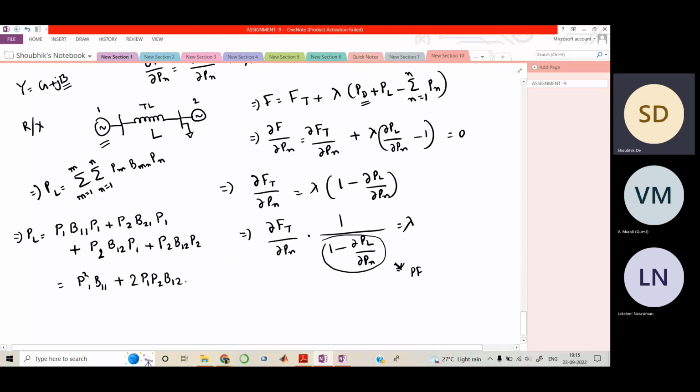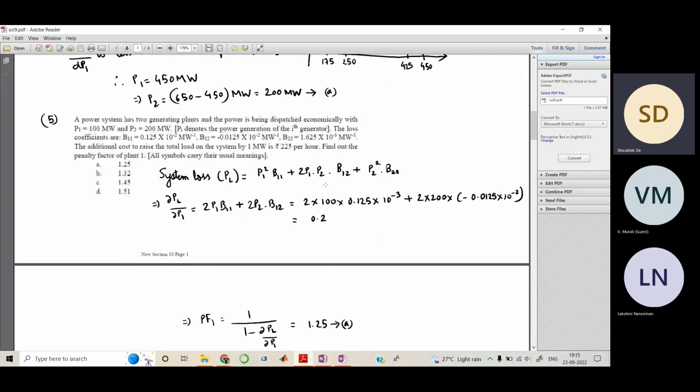B21 and B12 are the same, so that is where this 2 comes, and so this would be your net equation of PL for a two generator system. And this is this equation, as you see here, I have used this here, right? This equation. Now, what they ask is to find out the penalty factor of plant one, right?